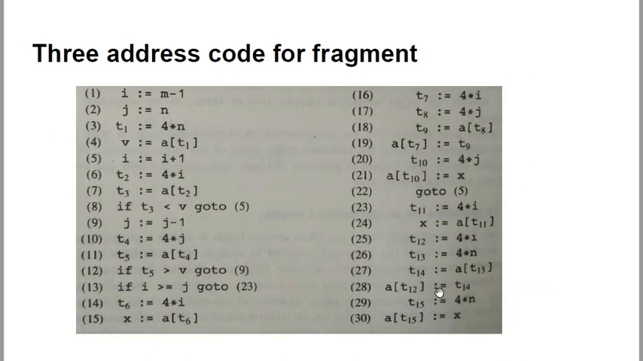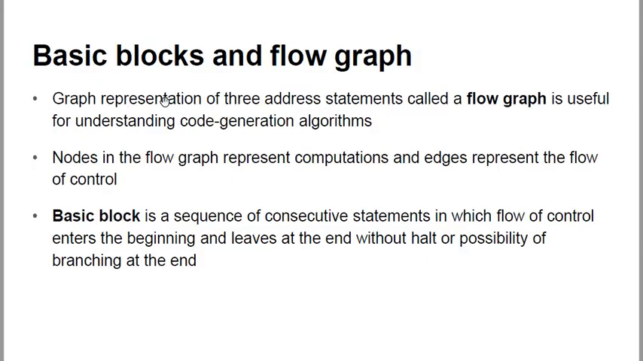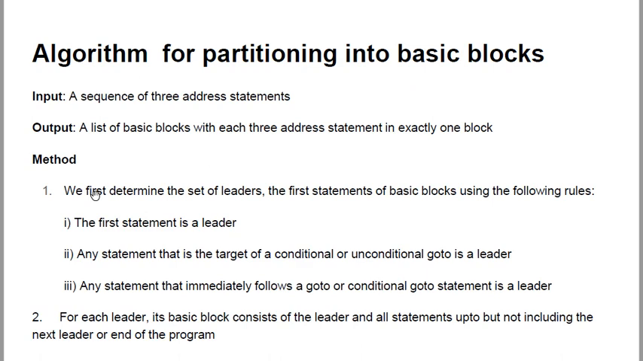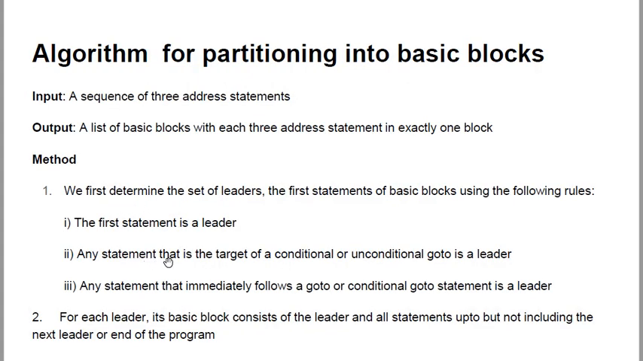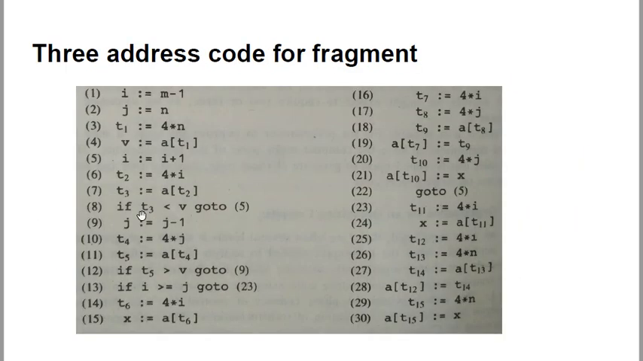Over here you see the statement in the beginning, statement number 1, is a leader. According to this method, the first statement is a leader. So the first statement, i = m - 1, is a leader. Next, any statement that is the target of a conditional or unconditional go-to is a leader. So from line number 1, we go to 2, 3, 4, 5, 6, 7, 8.